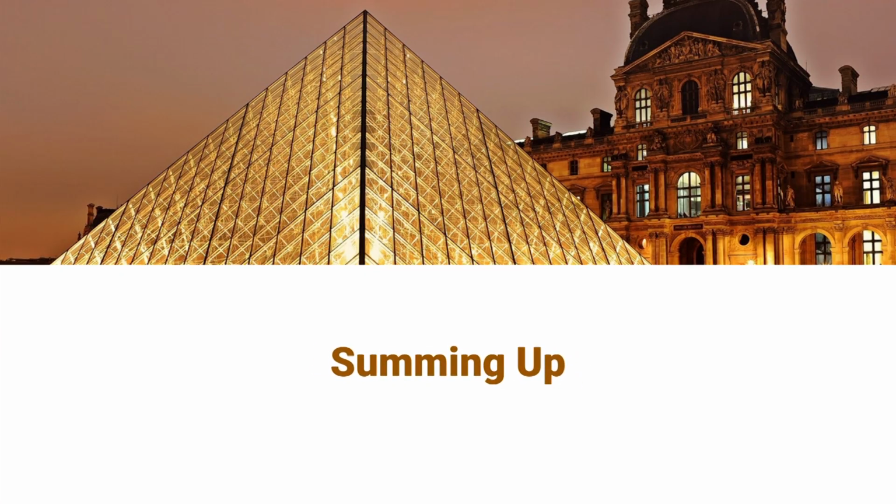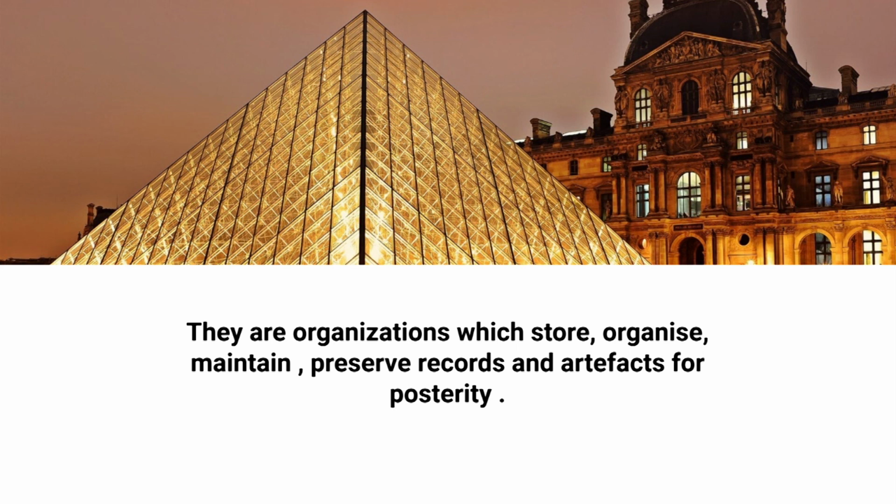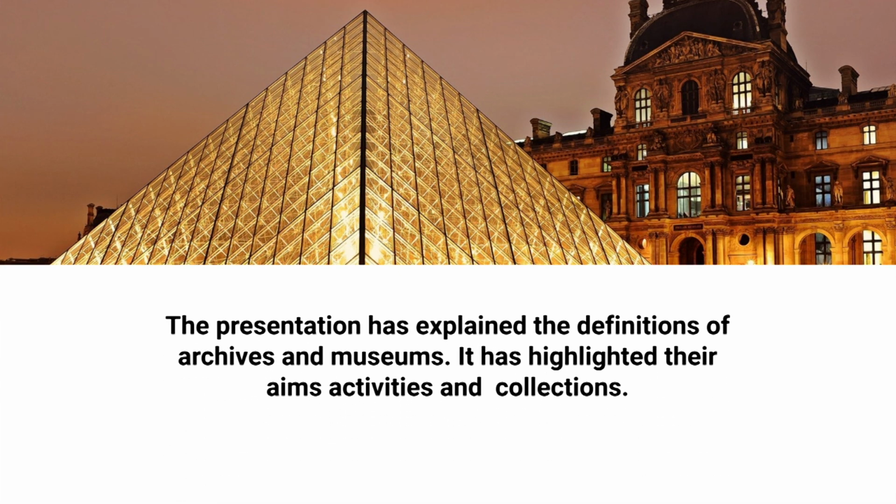So in this presentation on museums and archives as sources of information, we have talked about their importance. These museums and archives are organizations which store, organize, maintain, preserve records and artifacts for posterity. The presentation has explained the definitions of archives and museums. It has highlighted their aims and activities and collections. It has also spotlighted the publications which they publish and maintain, and through these publications they spread awareness, they spread information, and their publications serve as important sources of information.